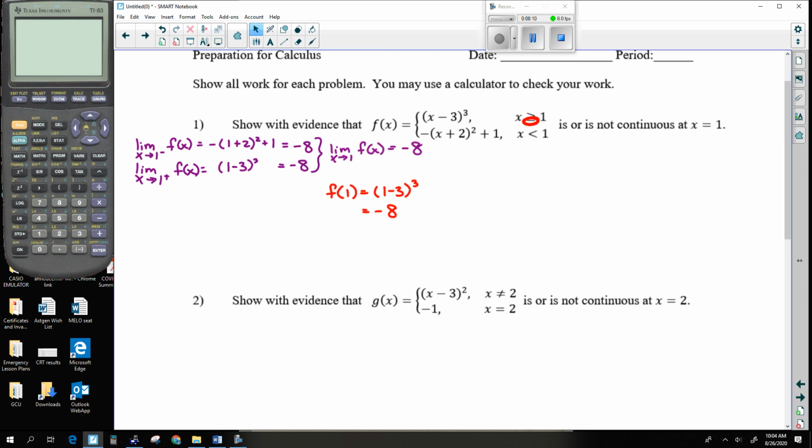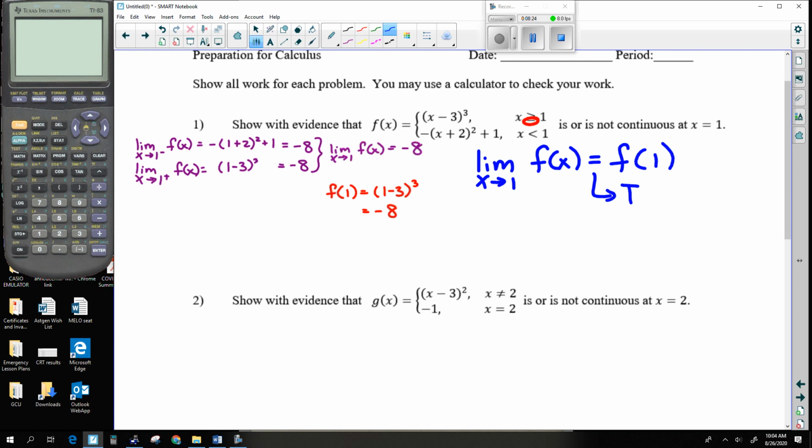All that's left is to wrap up this problem by saying, what I notice is that the limit as x goes to 1 is equal to f of 1. So the limit is equal to the point. Thus, f is continuous at x is equal to 1. So this is continuous.